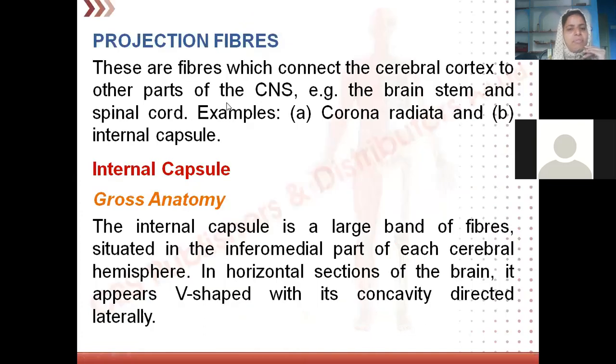Projection fibers are the fibers which are connecting the cerebral cortex to other parts of the CNS, for example the brainstem and spinal cord. That means the fibers which are either ascending or descending. Internal capsule we have just discussed. The remaining part, the diencephalon and thalamus, I will discuss tomorrow.